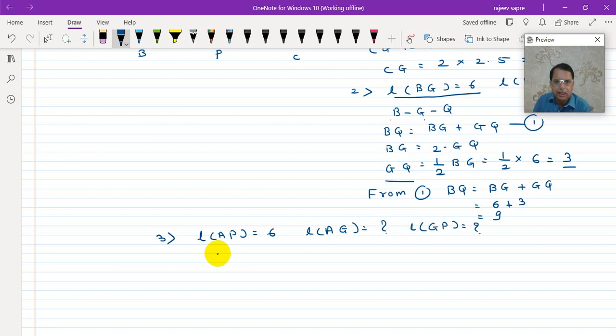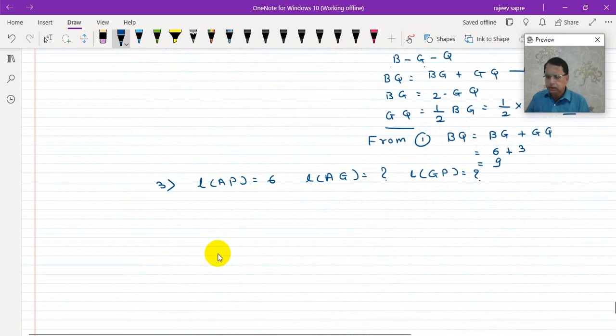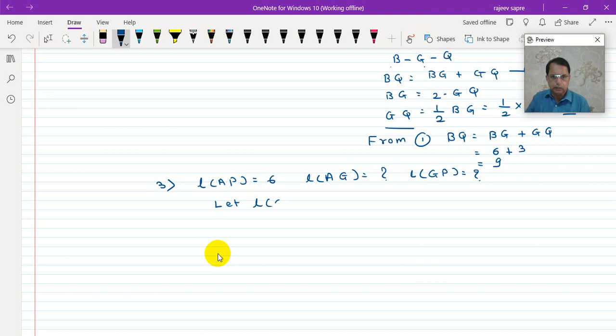आता बघा AP म्हणजे काय, डायग्राम जर रिफर केली तुम्ही तर AP ही मेडियन आहे आणि त्याची लांबी त्यांनी दिलेली आहे 6. मग ती जर 6 असेल तर हा G जर काय करतो आहे, या APला 2:1 ह्या रेशोमध्ये डिवाइड करतो. याचाच अर्थ काय, हे जर 1 असेल तर हे 2 आहे, AG 2 असेल तर हे GP 1 आहे. म्हणजेच AGची जी काही लांबी आहे त्याच्या निम्मे GPची लांबी आहे, बरोबर ना. मग आपण असं करूया की लेट GP लेंथ ऑफ GP सपोज, कारण ती लहान आहे ना, ते आपण X मानूया.